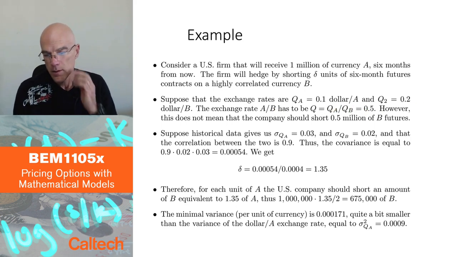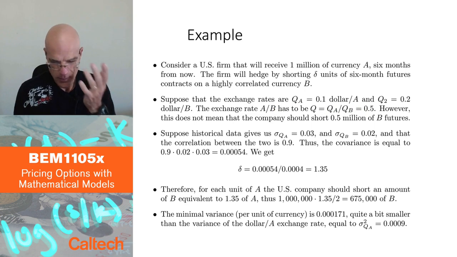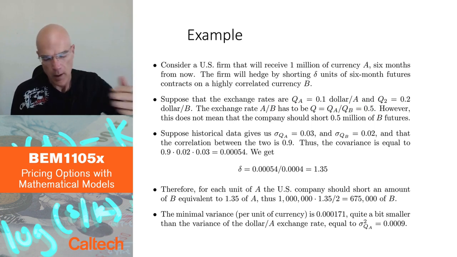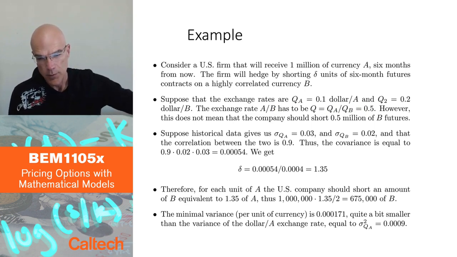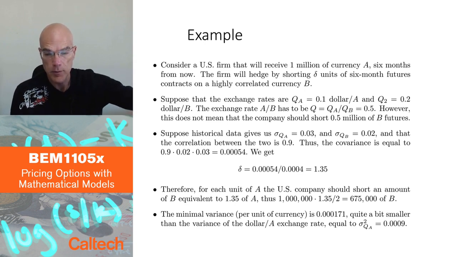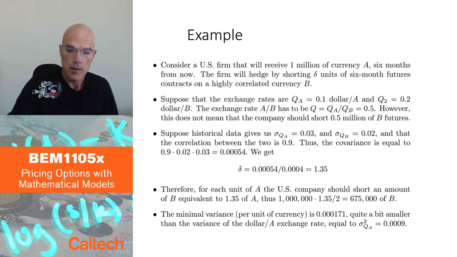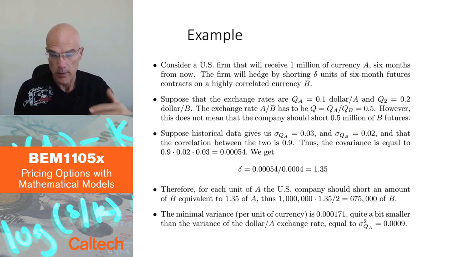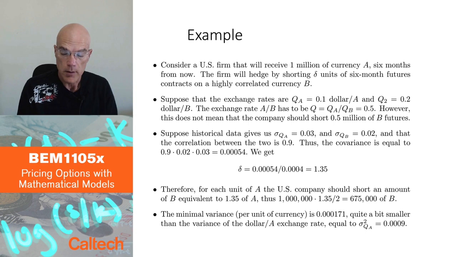Okay. So one naive answer might be, okay, I'm hedging with the futures on currency B, and currency B is worth double currency A, and since I'm going to be getting 1 million units of currency A, maybe I should just short 500,000 of futures on B. Maybe that's what I have to do, because they are now in the ratio 1 to 2.